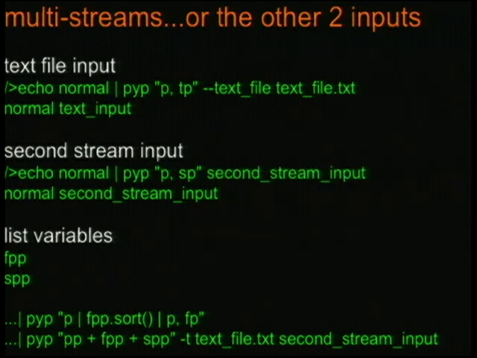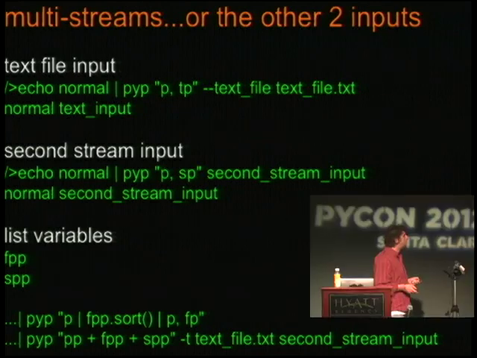So far I've been talking about standard in, right? So that's how we get data into Pied Piper. It's a standard Unix way. There's actually two other ways you can do it. Use a file input, right? And then you get a new variable, TP, which is for text P, and it works the same way as normal P, right? So you get normal, and then you get your text.